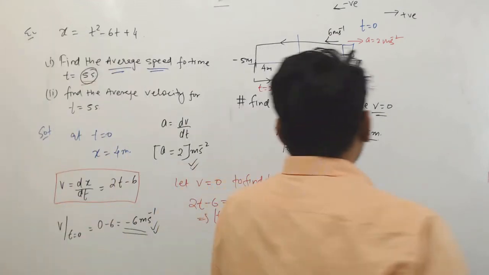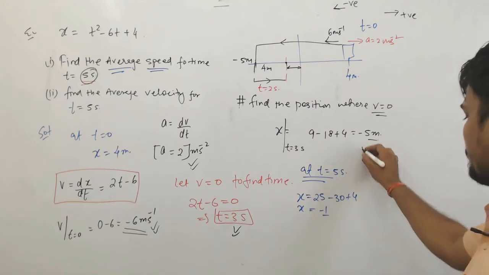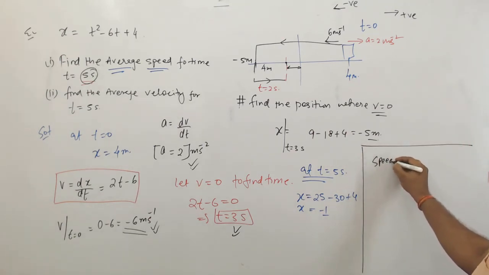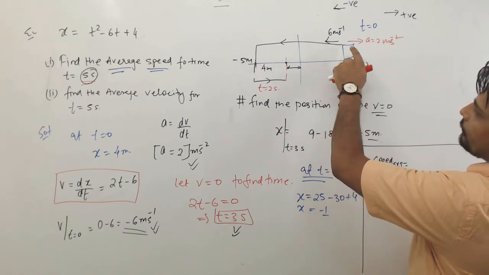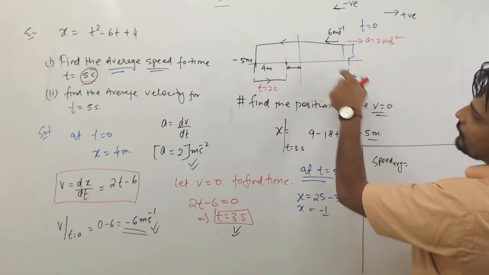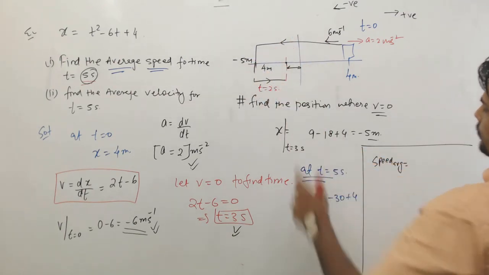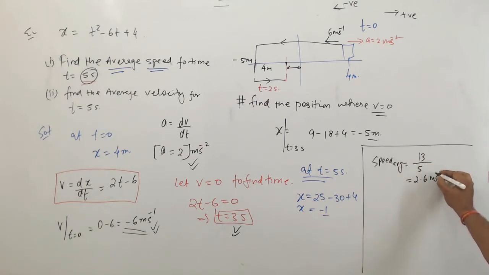अब तो सारा काम हो गया. पूछ क्या रहा है? They are asking you the average speed. So the average speed, let me use this space. Average speed should be how much? Total distance upon total time taken, right? Total distance कितना हो गया जी? From here it went 4 plus 5, 9, 9 plus 4, 13. Total distance is 13. Time is how much? 5. So that's going to be how much? 2.6 meter per second is the average speed.